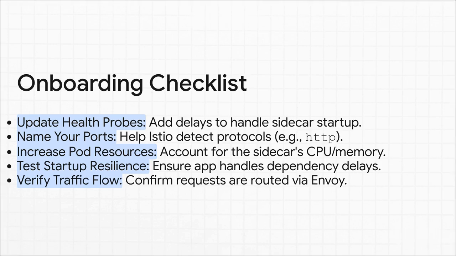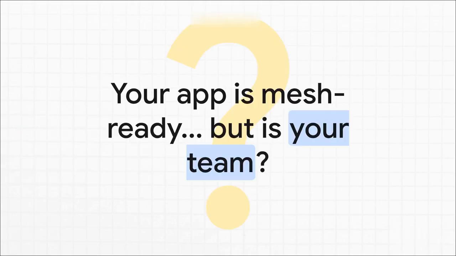And finally, number 5. After you deploy, you have to verify. Use Istio's tools to actually check that traffic is flowing through that Envoy proxy like you think it is. So, you follow that checklist and your app is ready for the service mesh. It's good to go. But that leads to one last question, and maybe it's the most important one.